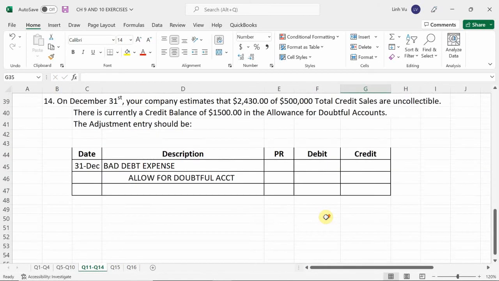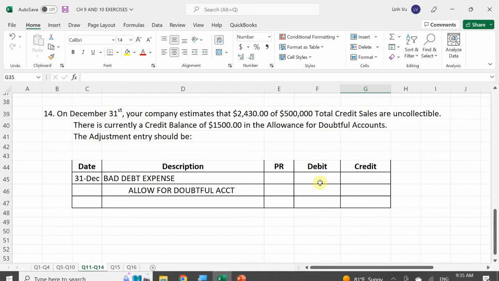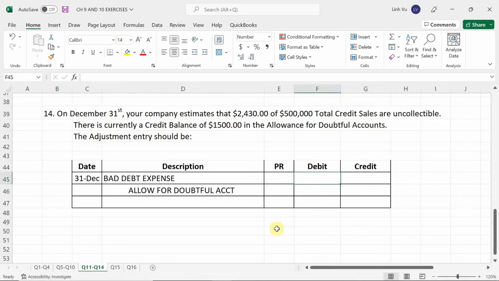Last example here. If on December 31st your company estimates $2,430 out of a 500,000 total credit sales is to be uncollectible, and there currently is a credit balance of $1,500 in the allowance for doubtful accounts, the adjustment entry should be bad debt expense and allowance for doubtful accounts.